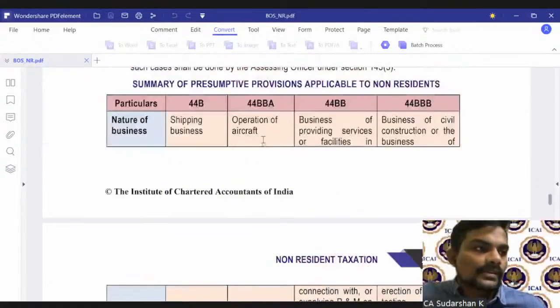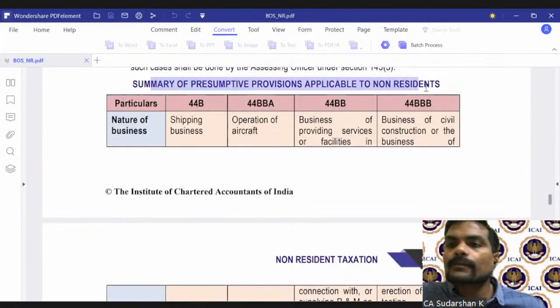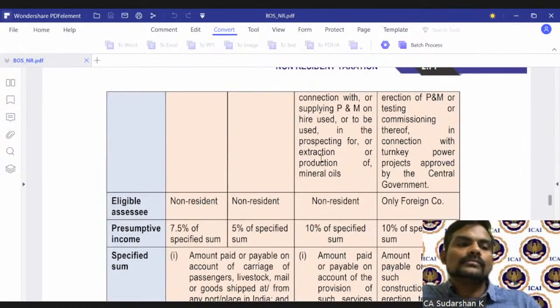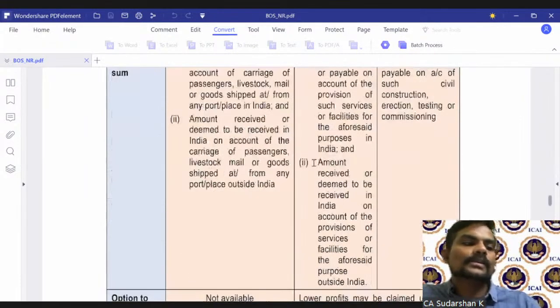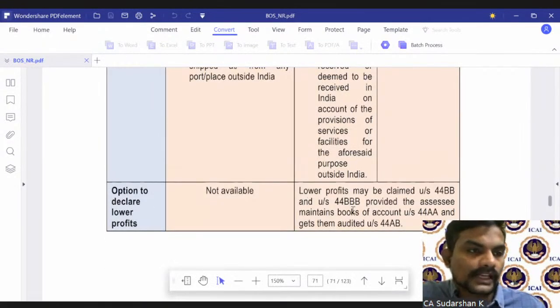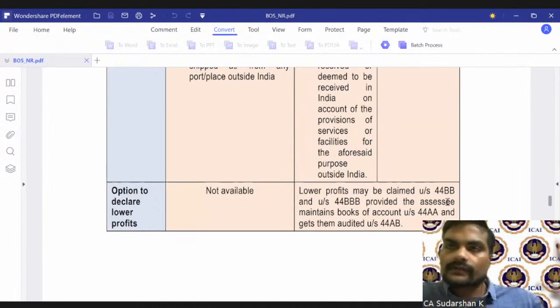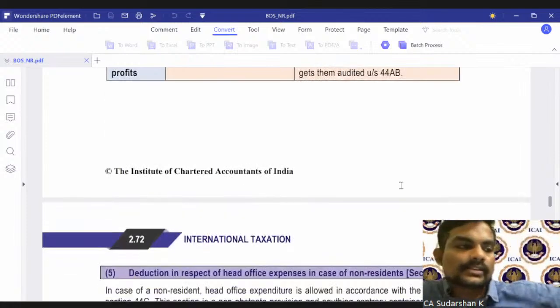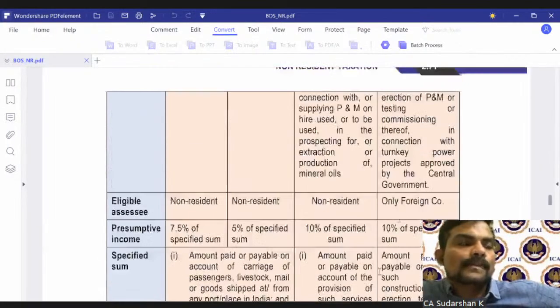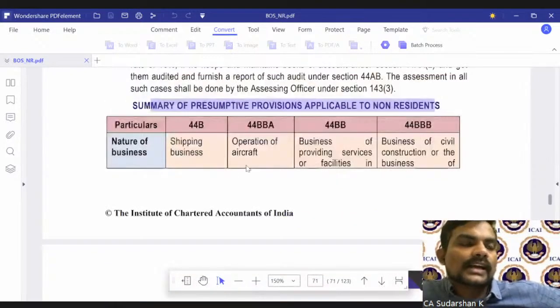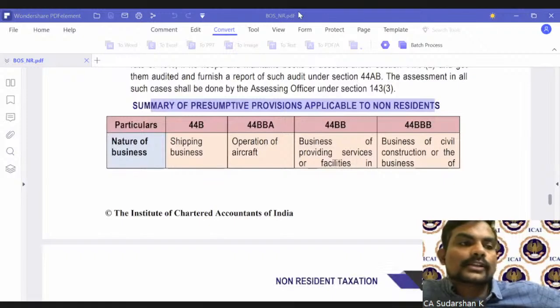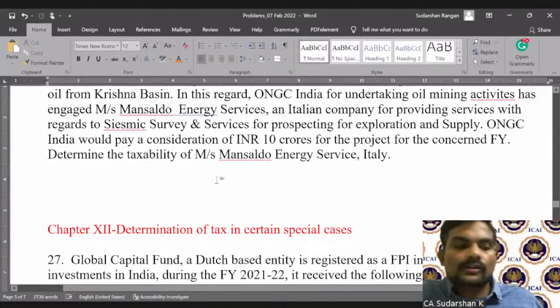In fact, this particular summary of presumptive provisions applicable to non-residents will give you a good overall view. Look here, nicely encapsulated. Lower profit may be claimed under section 44BB. 44BB is what we saw, extraction of mineral oil. So have a look at this. I just wanted to specifically highlight the fact that you need to be aware there are presumptive incomes in terms of non-residents as well.